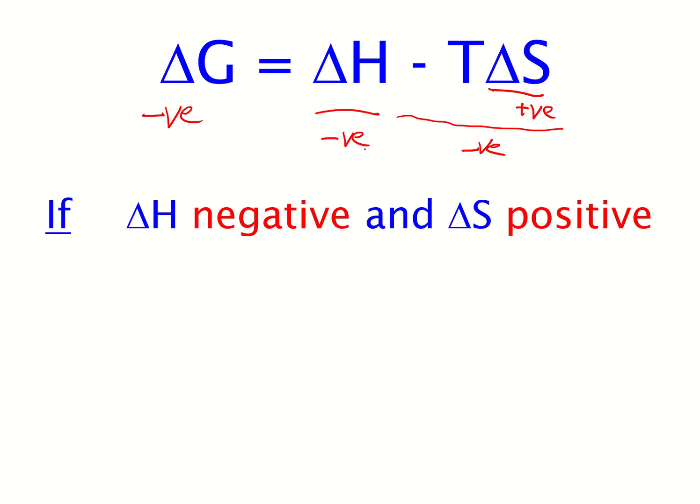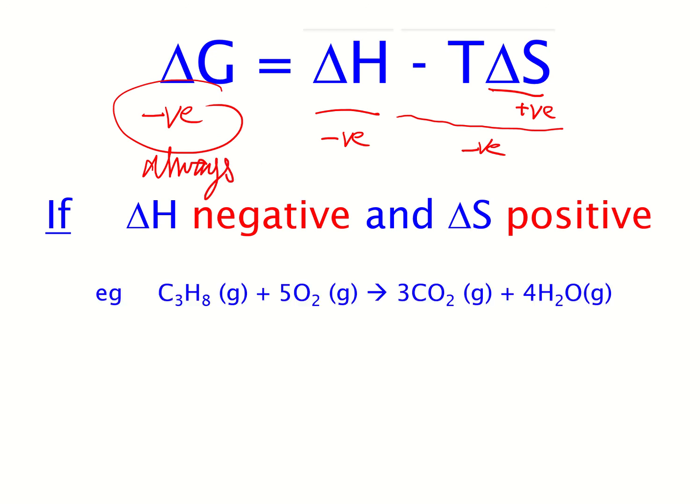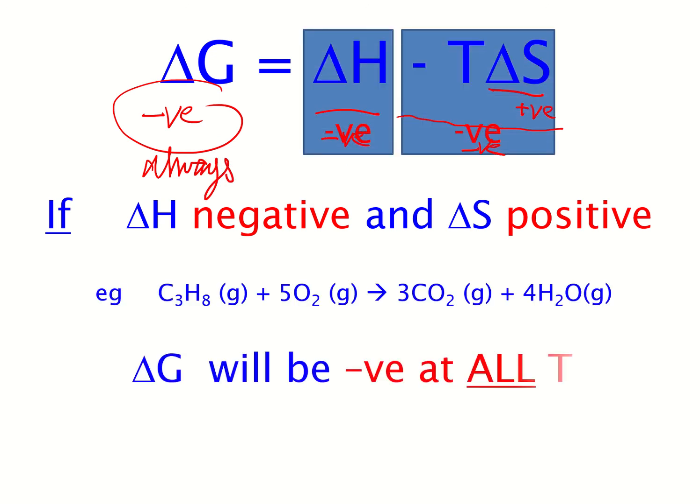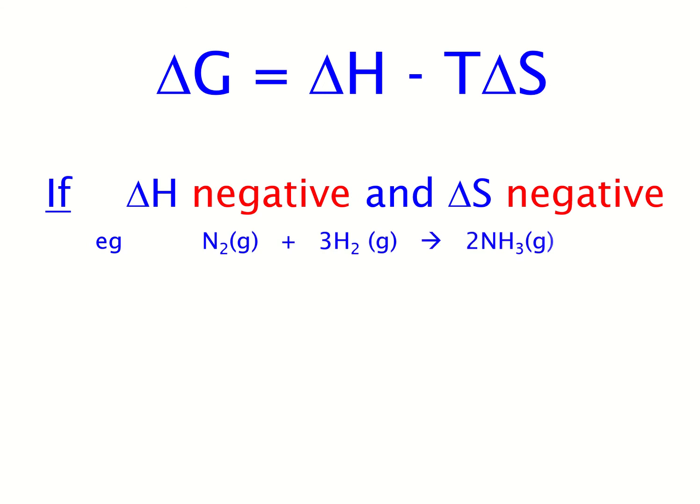So everything is negative on the right, so this reaction's delta G is always going to be negative. So it's going to be feasible and spontaneous no matter what the temperature. So that reaction will occur at all temperatures. It's not temperature dependent at all. Let's look at this one.